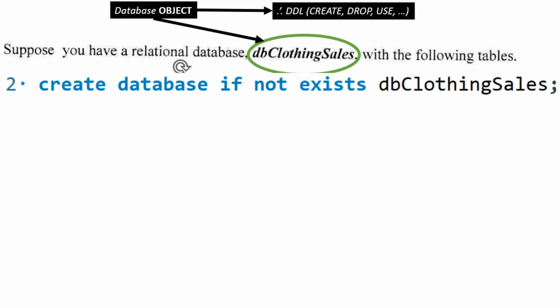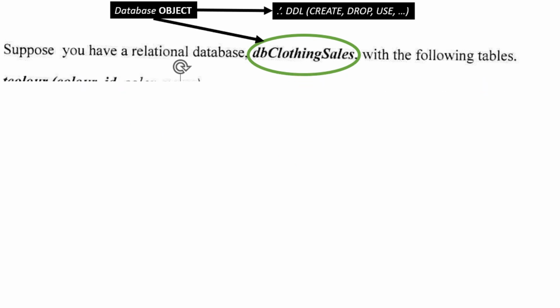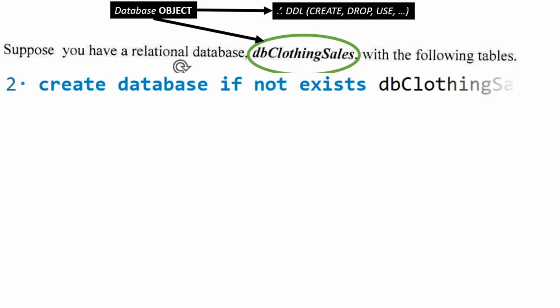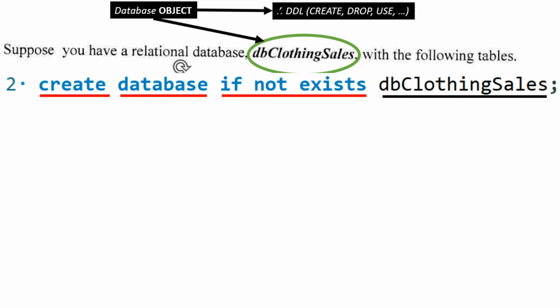Right, let's start now. As I said before, suppose you have a relational database, DB clothing cells with the following tables. We think about DDL. Therefore, DDL works with commands like create, and then you specify the object, and the object in this case is a database. If not exists is just a condition to say if the database does not exist, create it. If it exists, then your system will run into an error. So to avoid running into an error, we use if not exists.